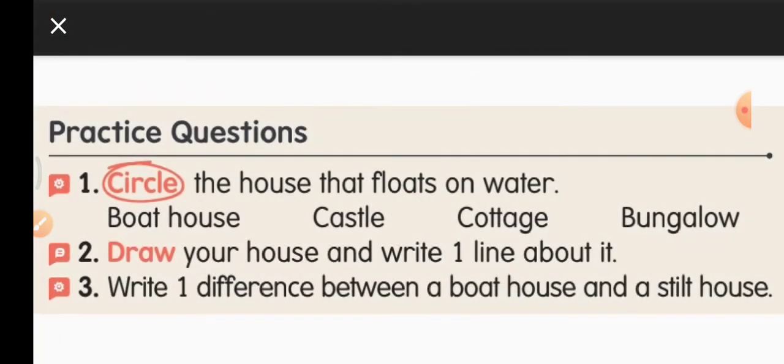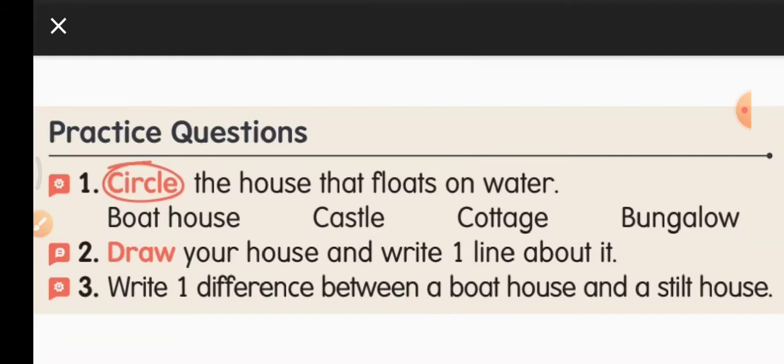Now let's look at what we should do for our homework. Answer practice questions 1 to 3 in your notebook. Here are the questions. You don't have to copy them. They are in your content book. Practice questions. First question, circle the house that floats on water. Boat house, castle, cottage, bungalow. So, boat house floats on water. So, circle it.